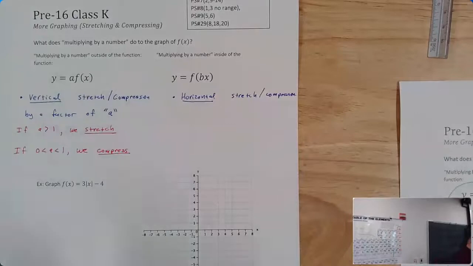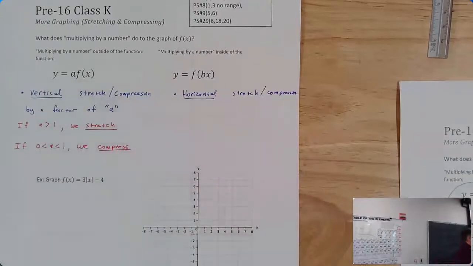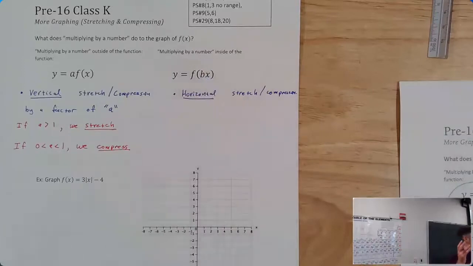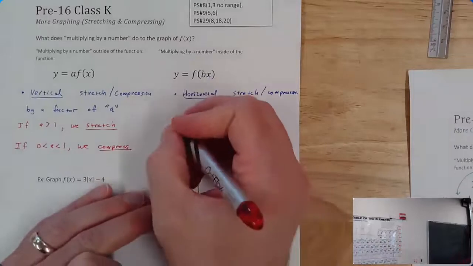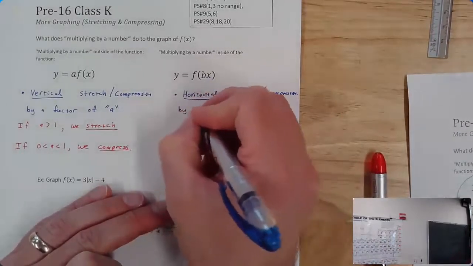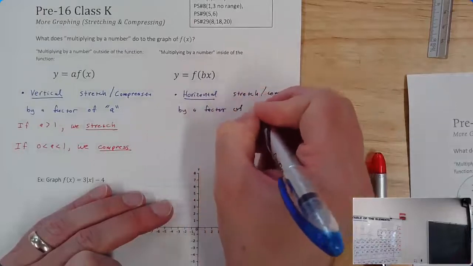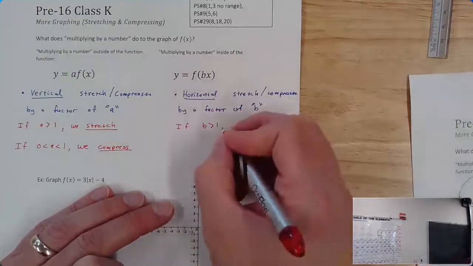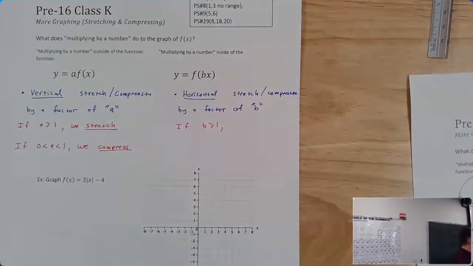For example, if you did multiply by 3, the same x input would give you 3 times as big a y output. So you're stretching by a factor of 3. On the other side, if you were to multiply on the inside by 3, that means x needs to be 1/3 as big so that you end up getting the same output. So what we're going to see is that if you multiply on the inside by a factor of b, if b is larger than 1, we're going to compress horizontally. If you have a big number multiplied on the inside, x needs to get smaller to account for that.